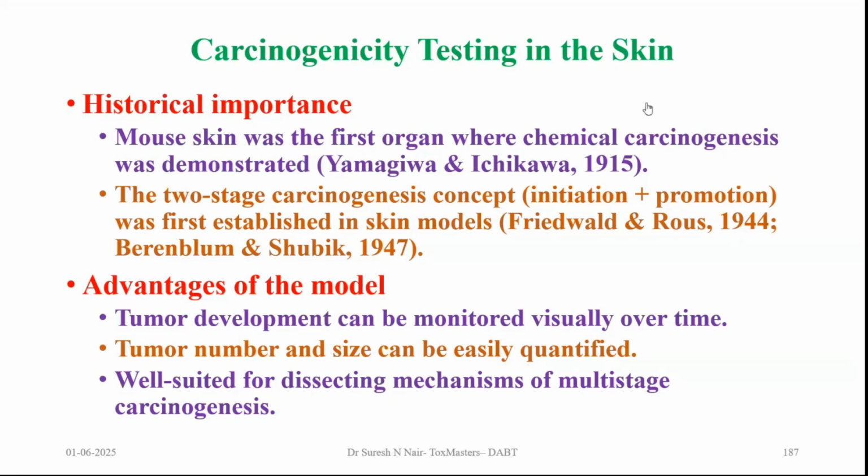Okay, so the next organ is the skin. Carcinogenicity testing in the skin is also very important because of the tumor development. The advantage with this model is that the tumor development can be monitored visually over time. The tumor number and the increase in size can be visually quantified, and it is very easy to quantify just by measuring the lesion outside the body.